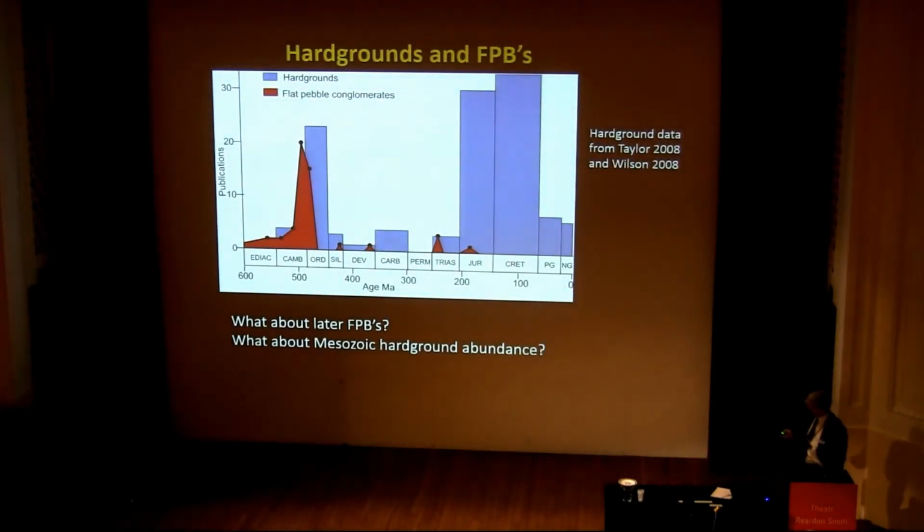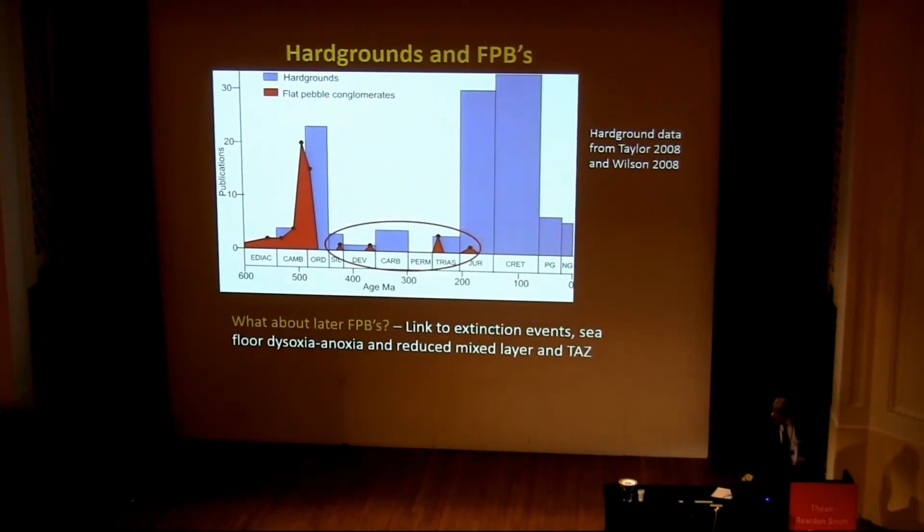Now then, you may have noticed there were 1 or 2 other peaks on this plot. So what about these flat pebble peaks? If you investigate these particular peaks, they all seem to relate very closely, but not all, to extinction events and to well-documented examples of post-extinction phases of seafloor dysoxia or anoxia. For example, the work of Pritchett and others, who have argued that the reason these flat pebbles appear is because there was a very thin TAZ. And of course that would fit in with a Paleozoic model as well.